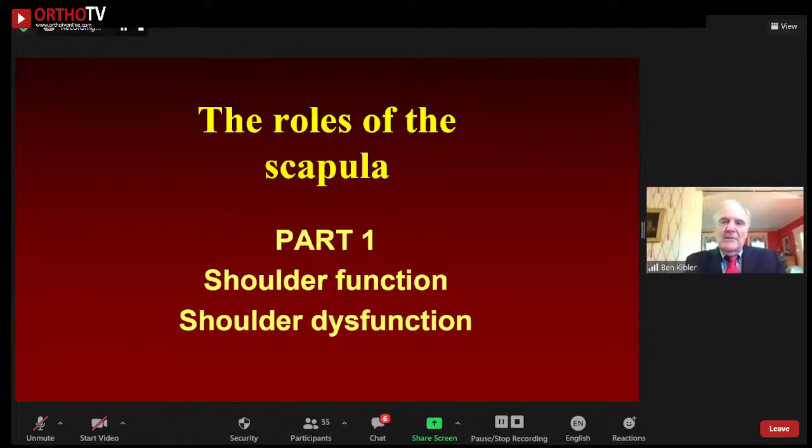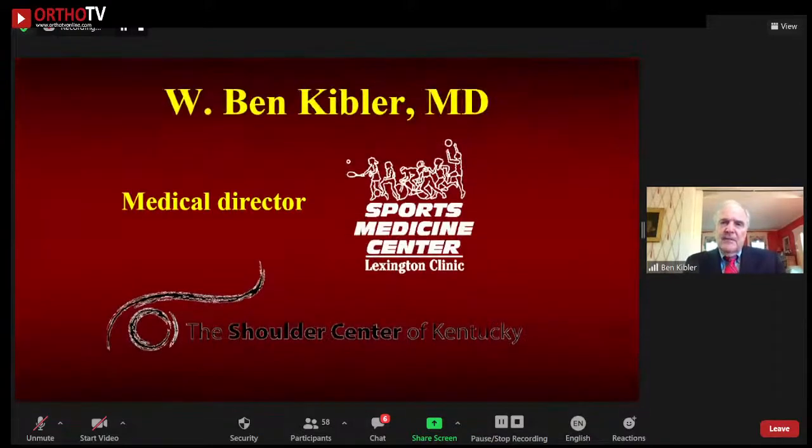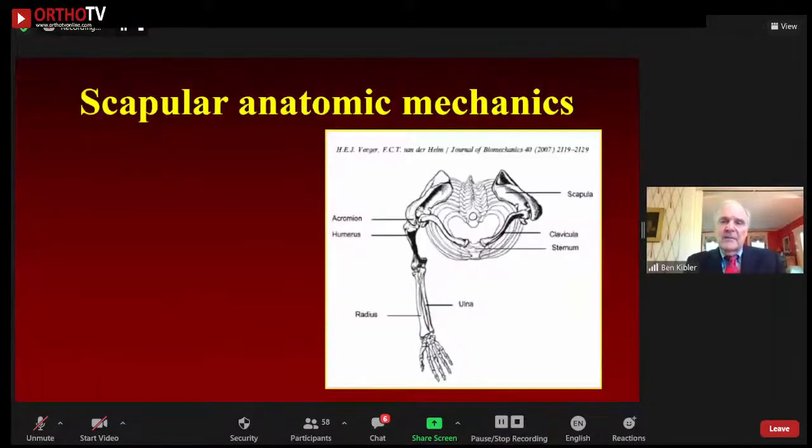You all have asked me to talk a little bit about the roles of the scapula. I would like to break this down into two areas. The first part is what does the scapula do in shoulder function and dysfunction? The second part would be how do you evaluate this and how do you do some treatments to make this more functional. I'm at the Lexington Clinic in Lexington, Kentucky, USA.